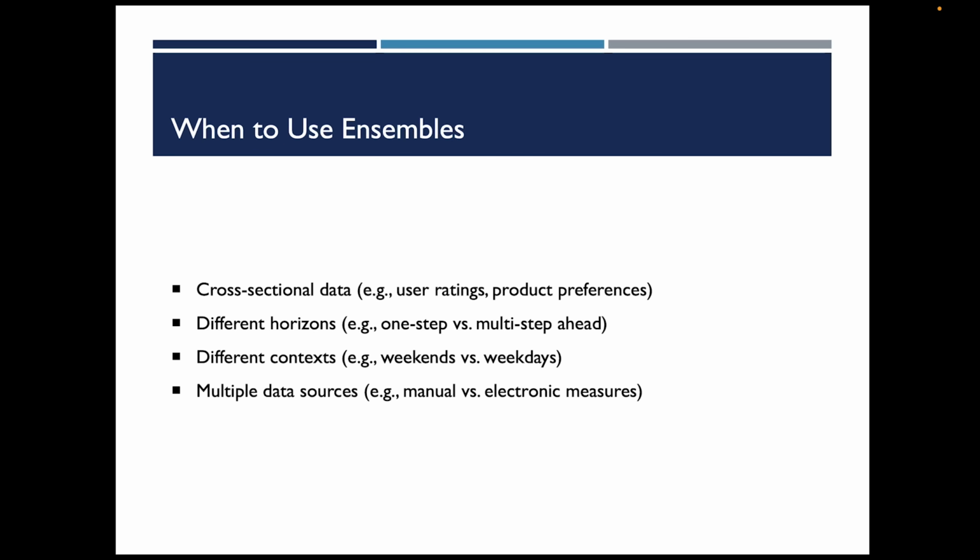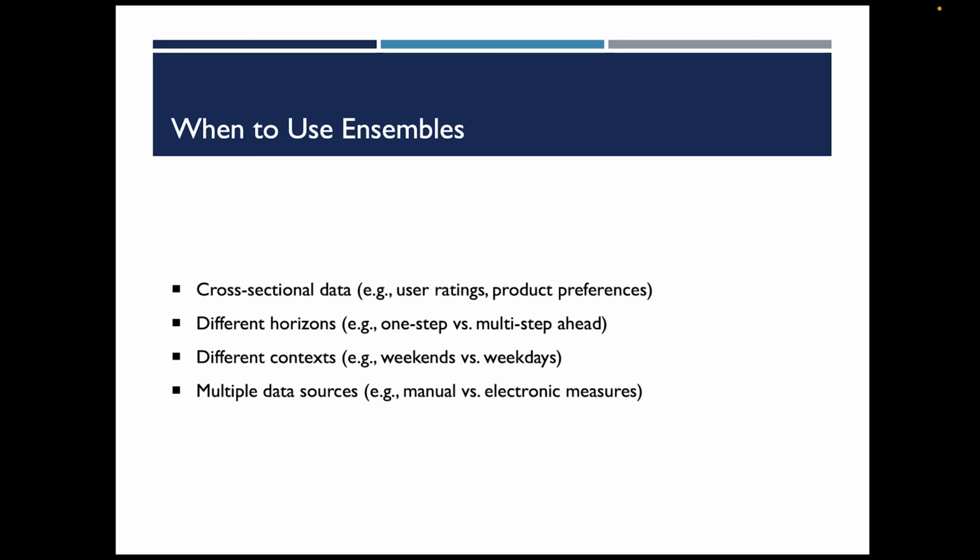When to use ensembles? Ensembles are flexible and can be used in multiple situations. Some methods perform better for short horizons, like one day ahead. Others do well for long horizons, like six months ahead. So combining allows us to benefit from both short and long-term horizons. Also, weekday versus weekend behavior, because they are different, so some methods specialize in each. Also, when multiple data sources measure the same phenomenon. Sometimes we have multiple data sources combined from different origins, like manual versus electronic measures, right?